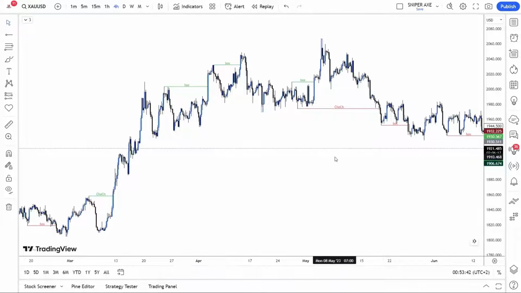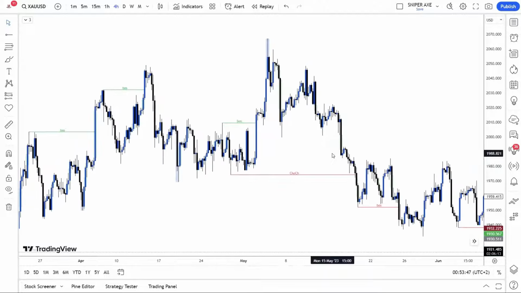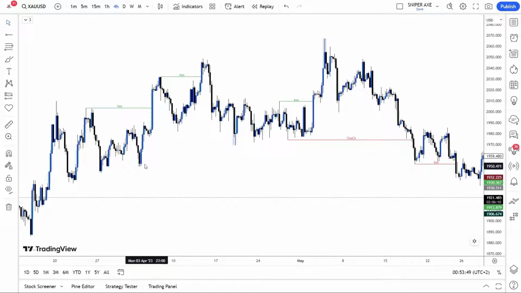Okay, let me use H4. So if I go to H4, let me just start maybe from this point. So we had some demand zone, we had an FVG, got an impulse move, we came, we closed this. After closing that, we tapped that order block.